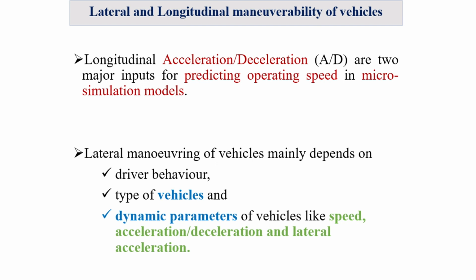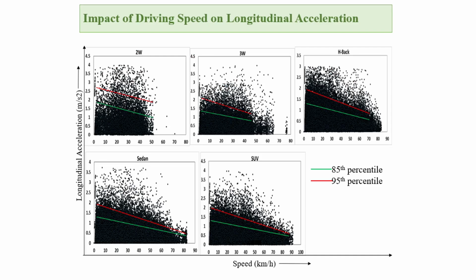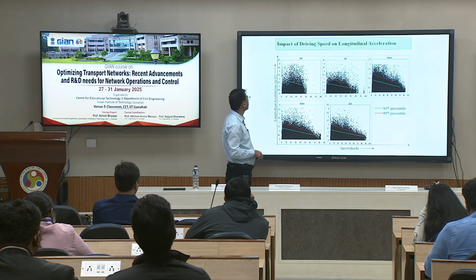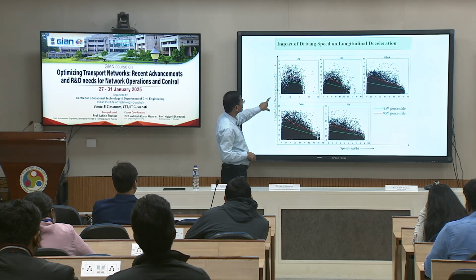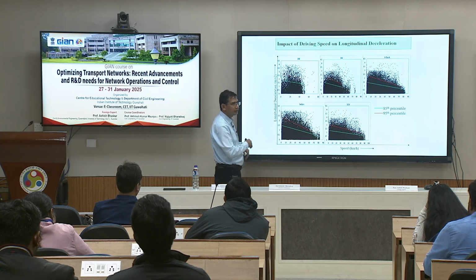So here we try to see how the vehicle's acceleration, speed and lateral acceleration are changing. This is for a different type of vehicle. This is the speed axis and this is the acceleration axis. For different vehicles you will see different maximum thresholds of acceleration. One basic, well-known observation is that at higher speed you have lower acceleration values, and at lower speed you have higher acceleration values. This is longitudinal acceleration, and this is deceleration, which is slightly higher than the acceleration.